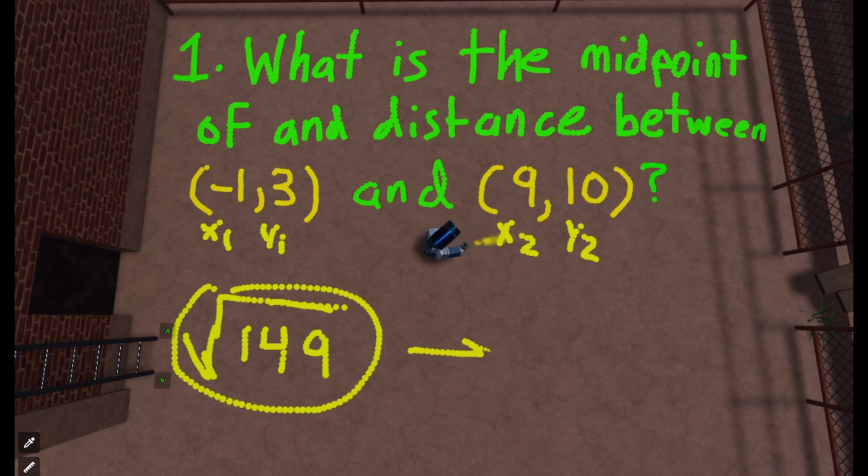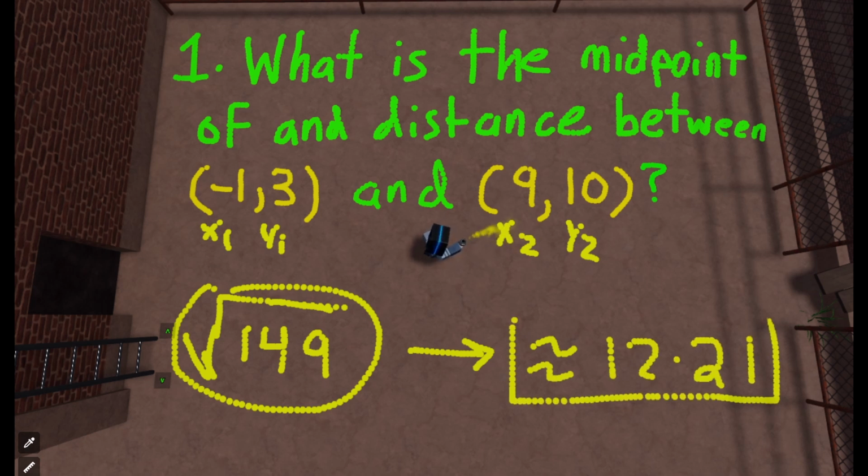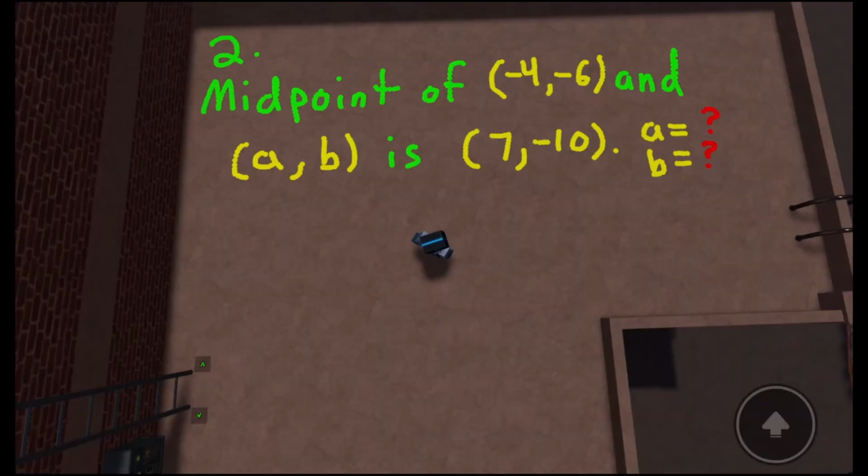And if you put this into a calculator and you want the decimal form, this is roughly equal to 12.21. So that's how I find the distance between those 2 points. In this problem, we have the midpoint of minus 4 comma minus 6, and a comma b is 7 comma minus 10, and based on that, we need to find what a and b are.